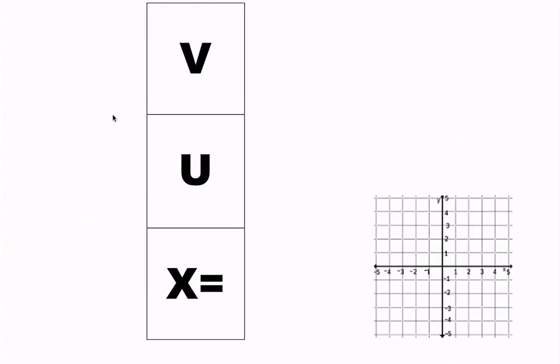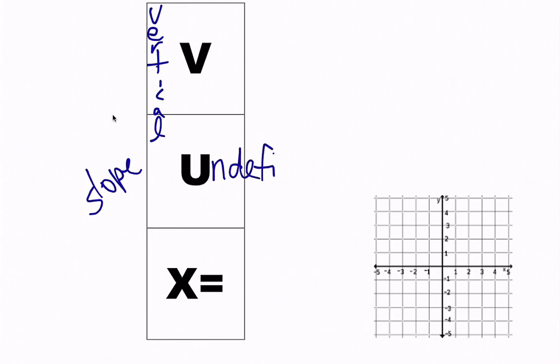Okay, VUX, notice the way that it's written. It's written up and down, so the V stands for vertical. This next box is talking about our slope. So if you have a vertical line, you can't walk on a vertical line. That means you're either falling or you are flying. So remember, you have to be able to walk it to have slope. So the U is going to stand for undefined. So a vertical line has undefined slope.